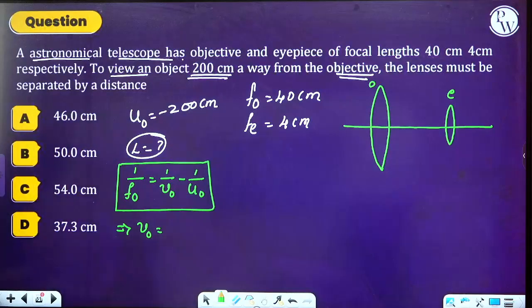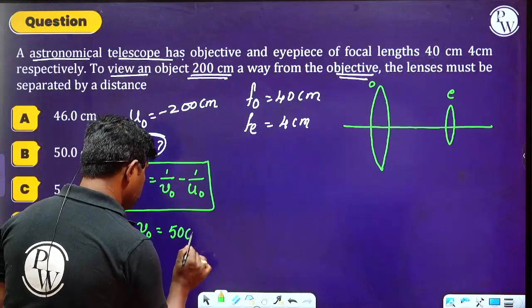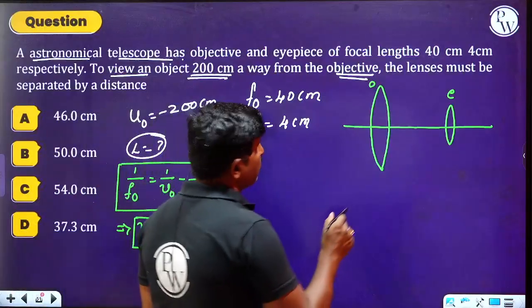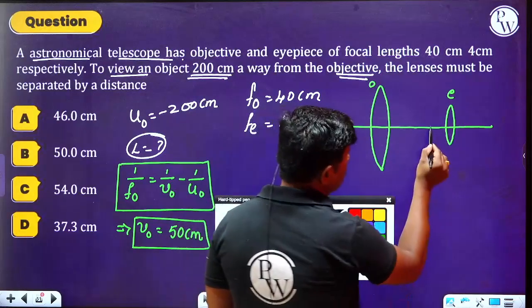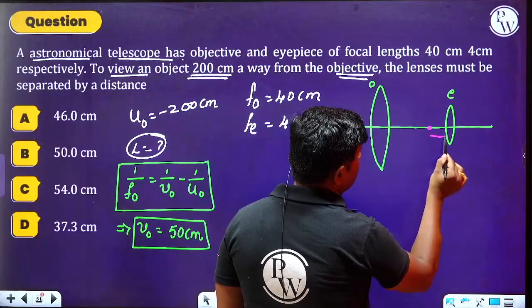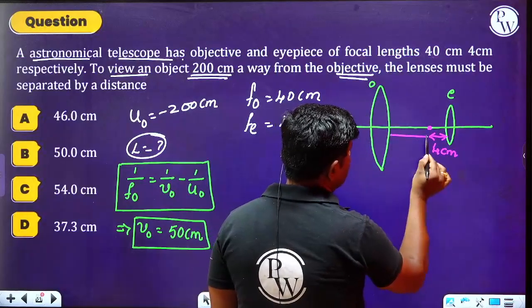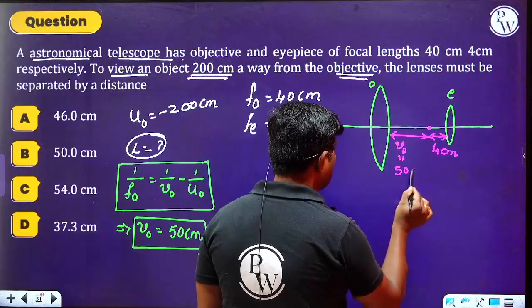Whenever we do simplification, then you should get the answer. Then you will get the answer as 50 centimeter. So please do simplification, then exactly you will get the answer here. Observe this. What is the focal length of the eyepiece? Focal length of the eyepiece is this. From here to here it is 4 centimeter they have given, and from here to here it is VO. What is the VO value? It is 50 centimeter.